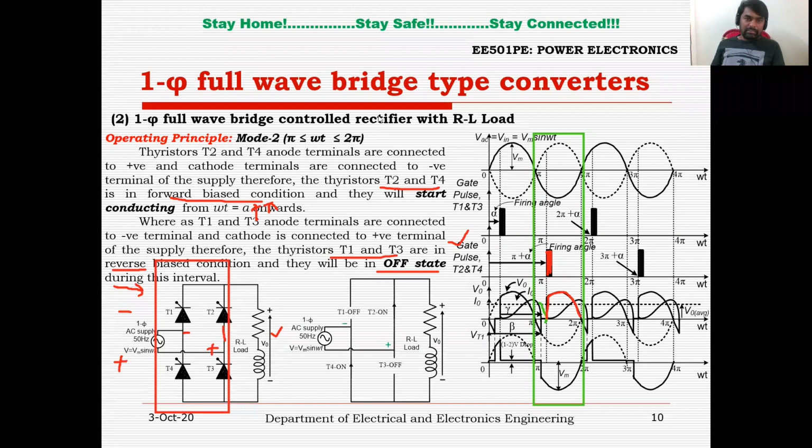Now we'll see the equivalent circuit when T2 and T4 are in conduction state. Now T2 is replaced by a short circuit. T4 is also replaced by a short circuit. The current always leaves from the positive terminal. It is leaving from positive, T2 anode and T2 cathode, inductor, resistance, inductor.